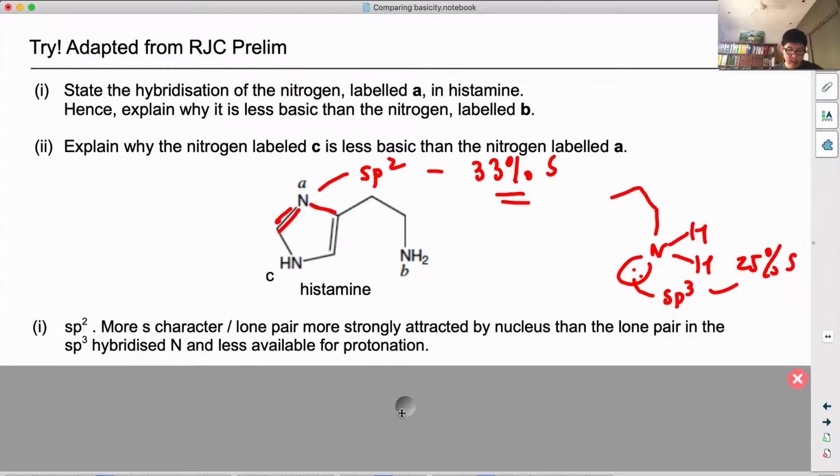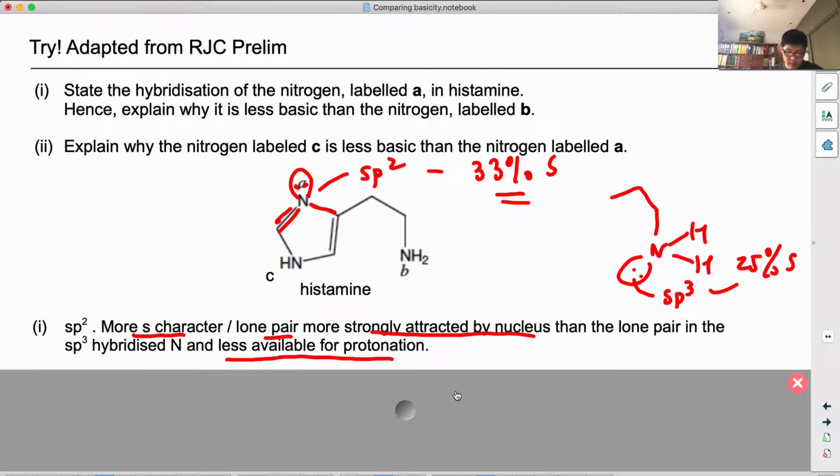Okay, let's look at the answer. More s character, lone pair more strongly attracted by the nucleus. For this one, the lone pair is more strongly attracted by the nucleus than the lone pair in the sp3 hybridized N, so less available for protonation, or less available to accept a proton. Maybe I should say less available for donation, it's better, or less available to accept a proton. Maybe that's a bit clearer. Okay, let's move on to the next question.